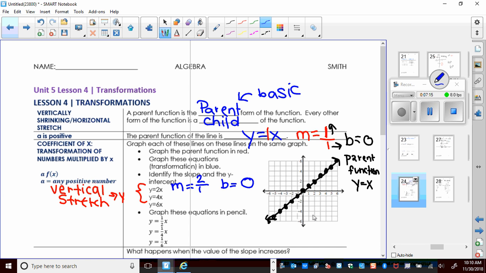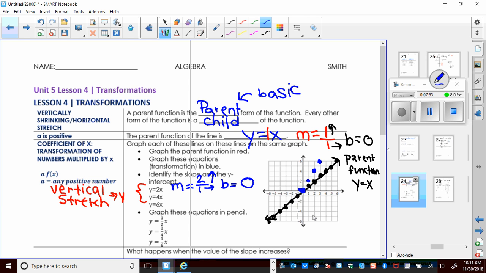So for this y equals 2x, we're going to start at 0. And our pattern is to go up 2 and right 1. So stretching by 2, this new point goes up 2. So I go up 1, 2, and then right 1, make a point. From there, I go up 1, 2, then right 1, and make a point. And I keep going until I get to the end of this graph map.